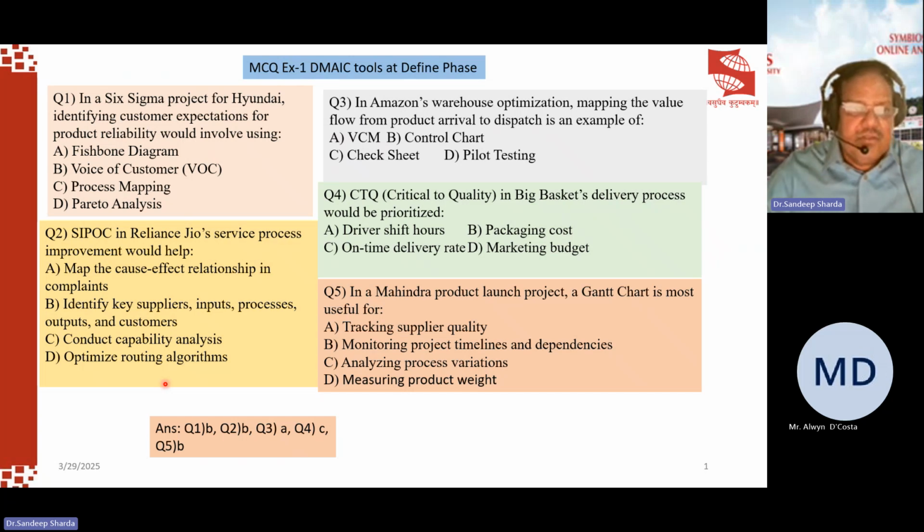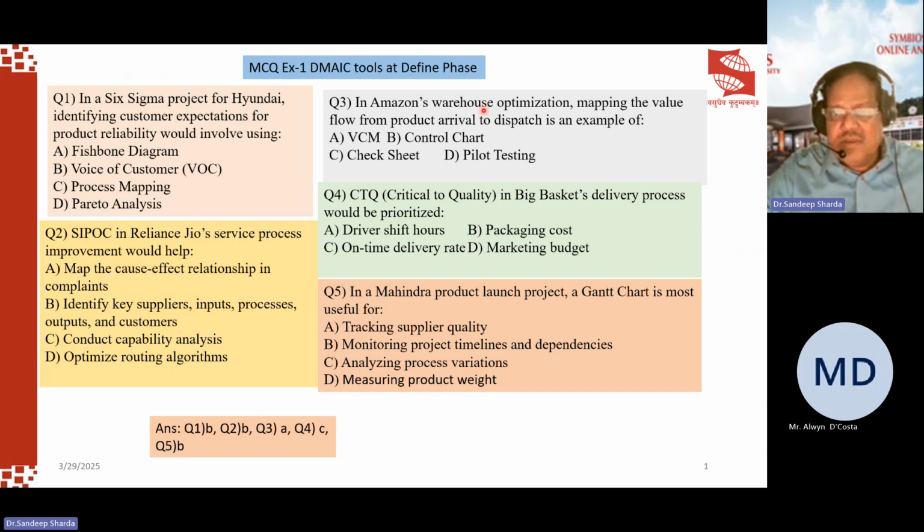In the Six Sigma project, Hyundai identified the customers' expectations for the product reliability would involve using the voice of customer. That is the correct answer. And SIPOC in Reliance Jio service process improvement would help identify the key suppliers, inputs, process, outputs, and the customers.